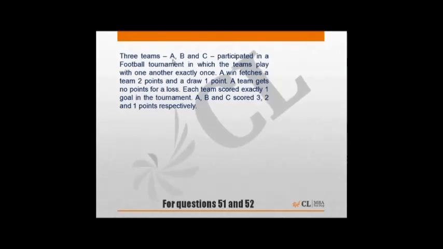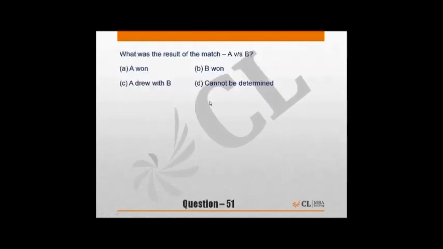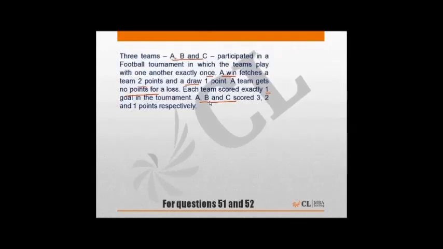3 teams A, B, C participated in a football tournament in which the teams play with one another exactly once. A win fetches a team 2 points, a draw 1 point, a team gets no point for a loss. Each team scored exactly 1 goal in the tournament. A, B, C scored 3, 2 and 1 points respectively. Let's quickly look at the questions. Result of match of A versus B. How many goals were scored by C against B? So 2 questions. Let's get back to the data.